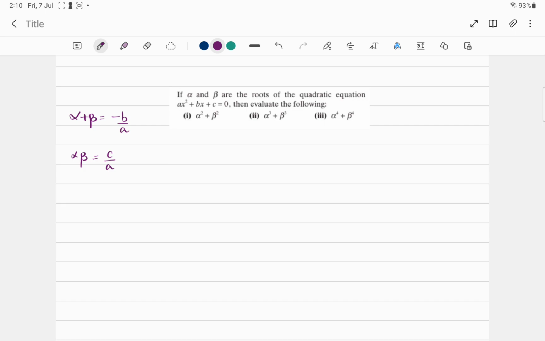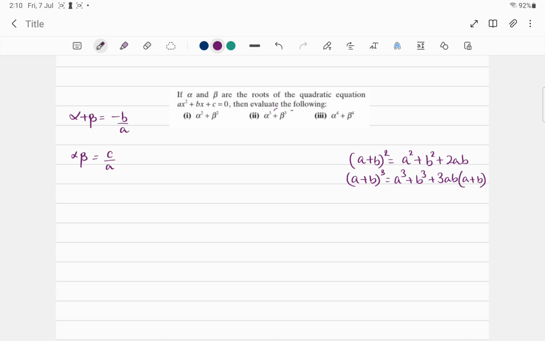For these, you will be needing some algebraic identities, such as you should be knowing that a plus b whole squared is equal to a squared plus b squared plus 2ab. Another identity, because it's cubes here, we might be needing a plus b whole cube, which is a cube plus b cube plus 3ab bracket a plus b. All right. And we will be using these identities today to solve these questions.